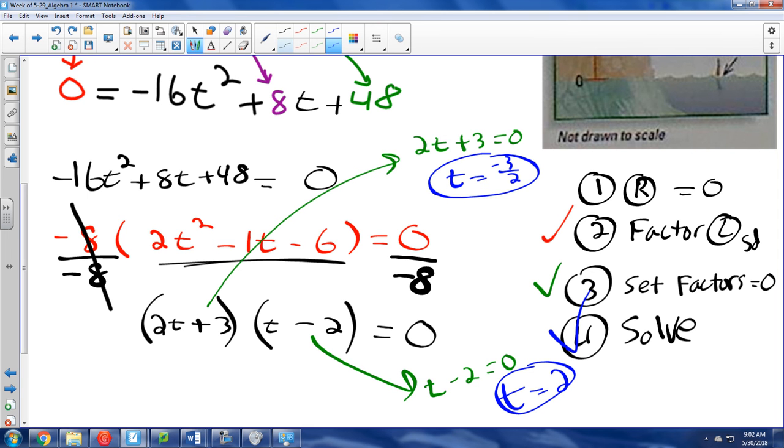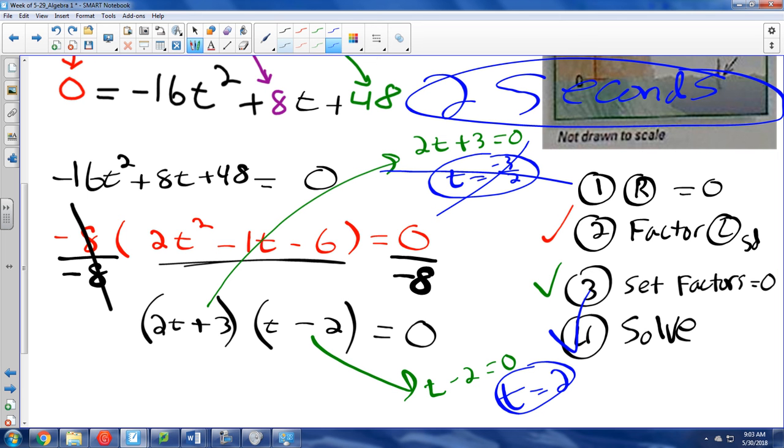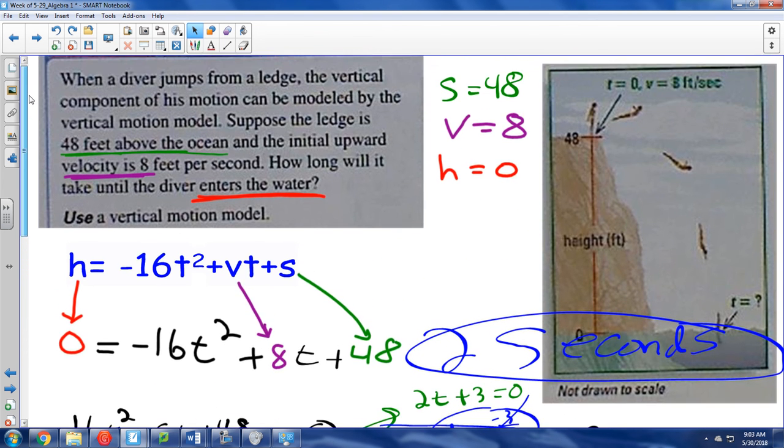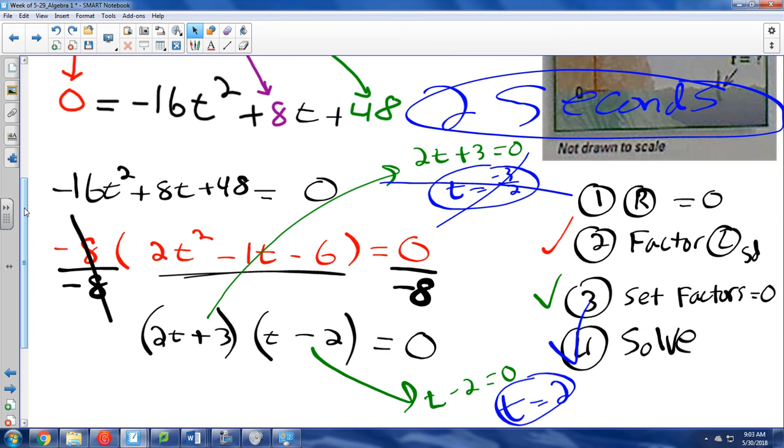Do you think it took the diver -3/2 of a second or 2 seconds to hit the water? 2 seconds. The -3/2 is actually what's called an extraneous solution. Negative time doesn't make a lot of sense in this problem because we want to know when he hits the water after he jumps. So we toss it and we say that it took him 2 seconds. And this is actually true. If you actually jump off a 48-foot cliff, I don't recommend it, with an upward velocity of 8, you will actually hit the water after 2 seconds.